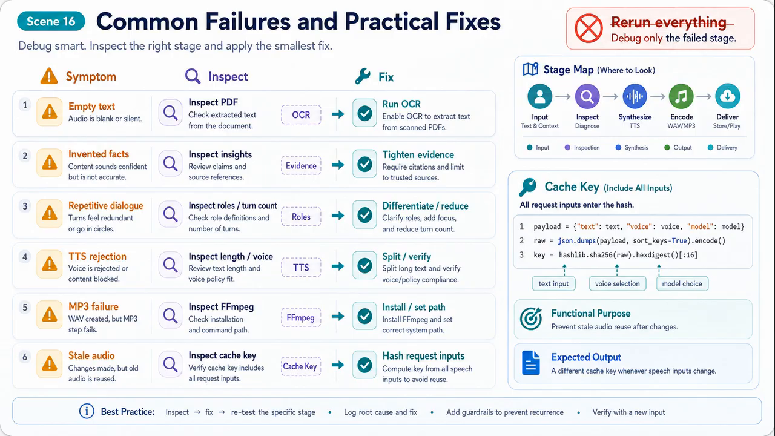If a speech request is rejected, split long turns and confirm the configured voice and model are available. If MP3 export fails, verify that FFmpeg is installed and visible on the system path. If voices sound uneven, normalize segment loudness and avoid extreme delivery instructions. If reruns become expensive, cache by a hash of the text, voice, model, and instructions.